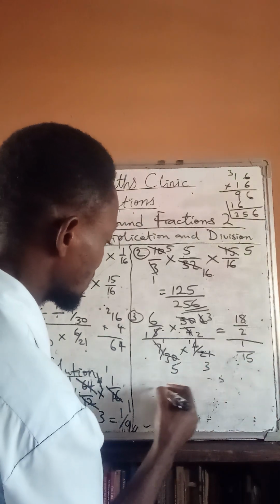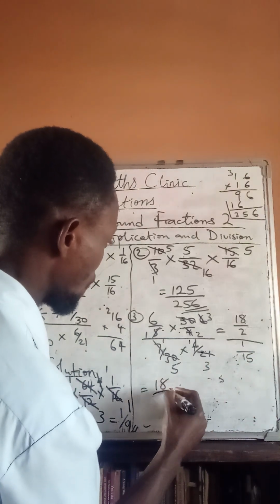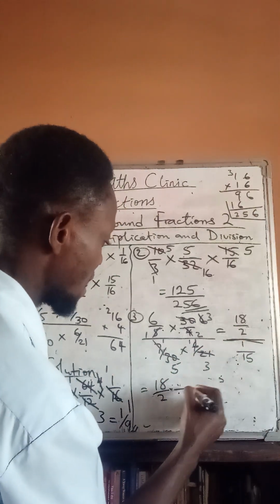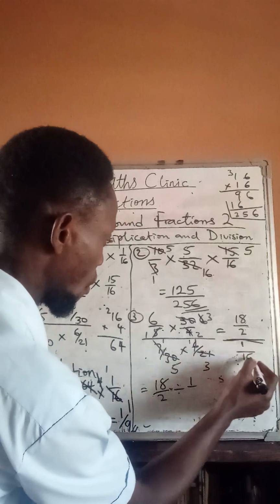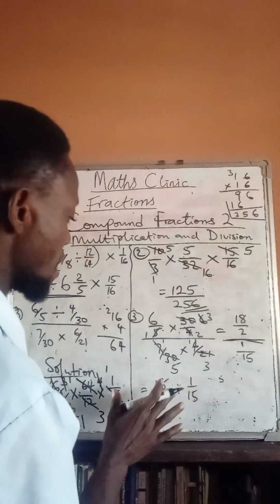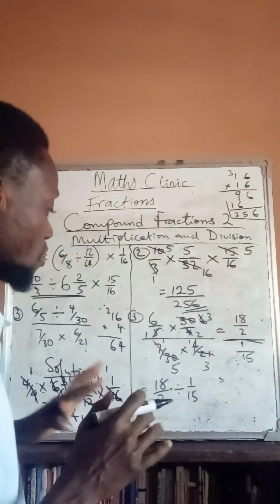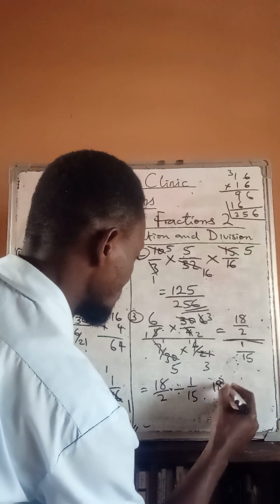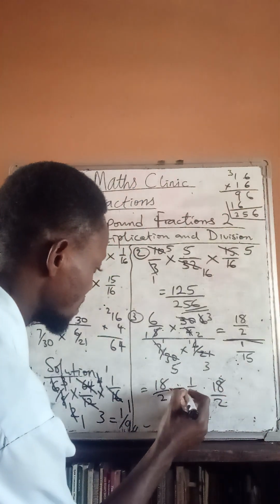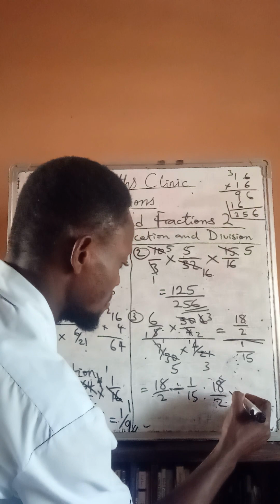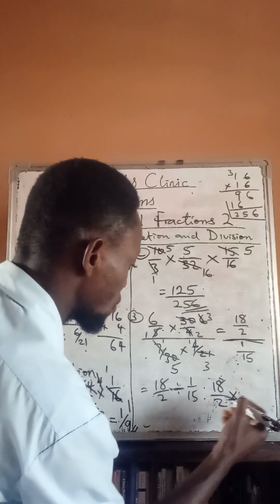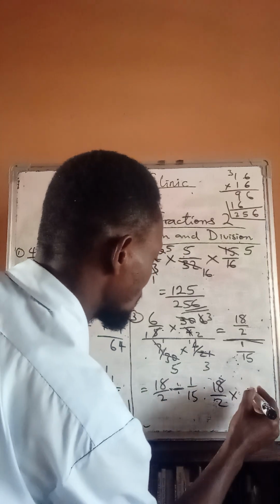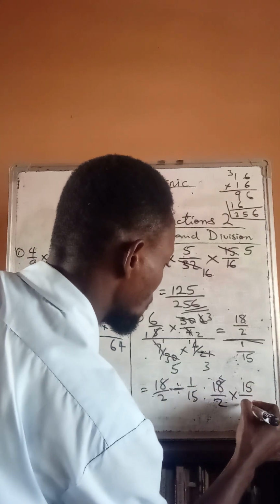So what do we have? We have 18 over 2. What does this sign mean? It means division. Divided by 1 over 15. If you're able to write it out like this, you won't have any difficulty with the next step to follow. So now, what do we have? We have 18 all over 2. What happens to our division sign? It changes to times. What happens to 1 over 15? It becomes 15 over 1.